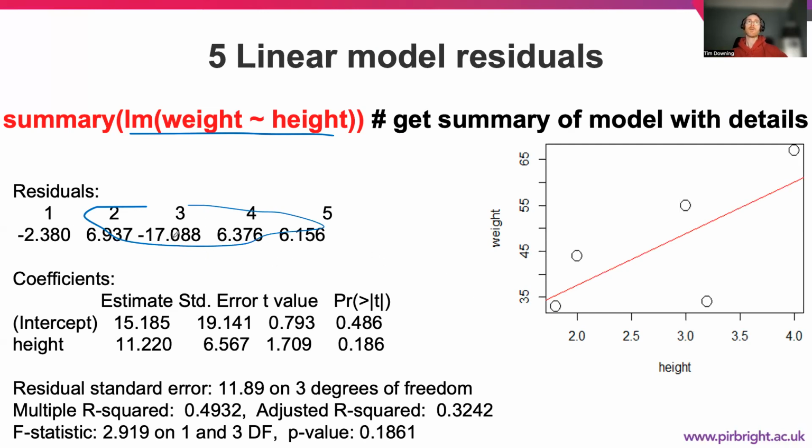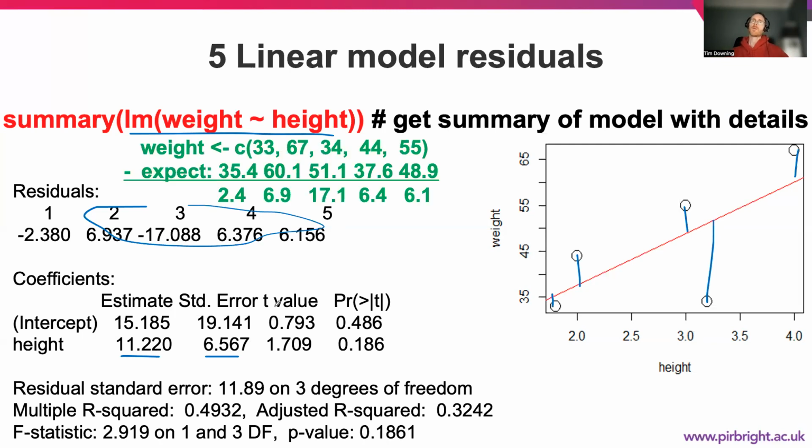So here we have different values. You see this is small at 2.4 for this value here. That's bigger at 6.9. Our third value here is 17. This one here is about 6.4, and this is about 6.1. And that means when we're trying to interpret the line of best fit here, the estimate is 11.2. The standard error is 6.6, which is large.